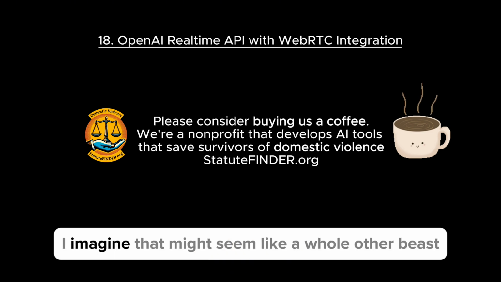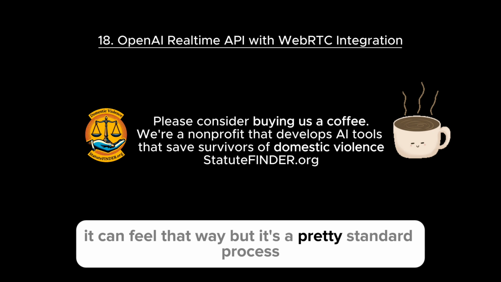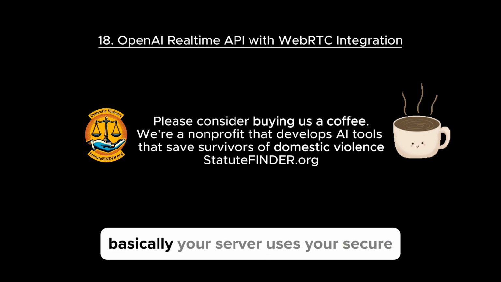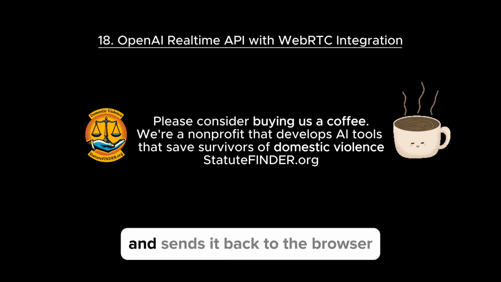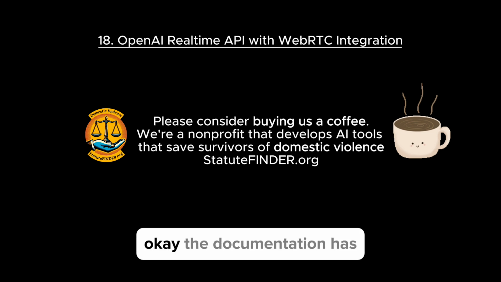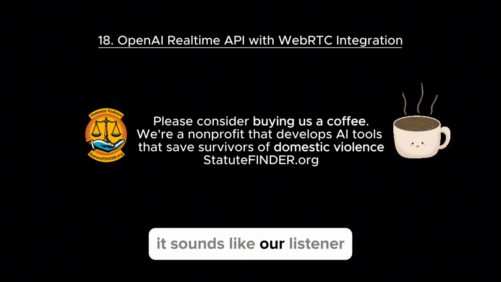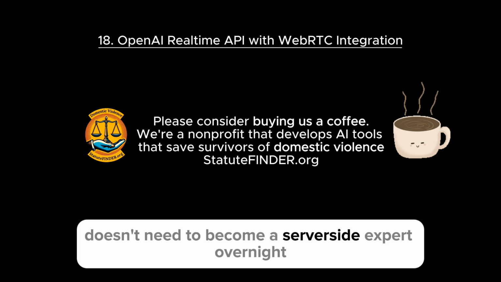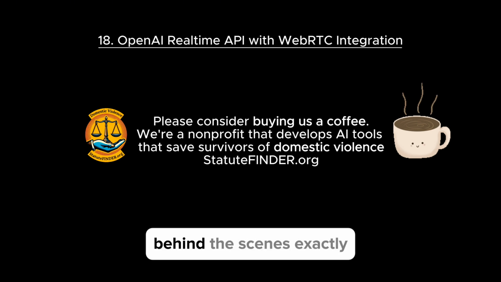Yes, definitely. I imagine that might seem like a whole other beast to someone who's still new to web development. It can feel that way, but it's a pretty standard process. Basically, your server uses your secure standard API key to request a temporary key from OpenAI and sends it back to the browser. The documentation has all the details on how to set this up. Okay, so it sounds like our listener doesn't need to become a server-side expert overnight, but they should know that this process is happening behind the scenes.